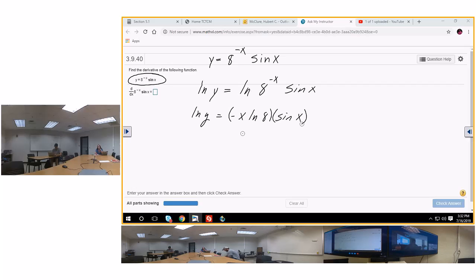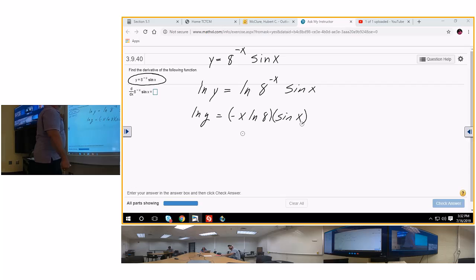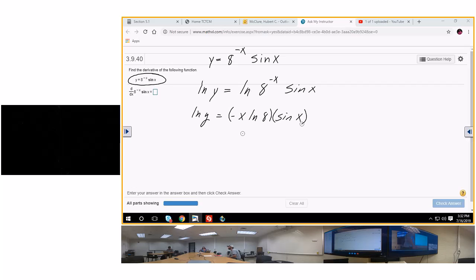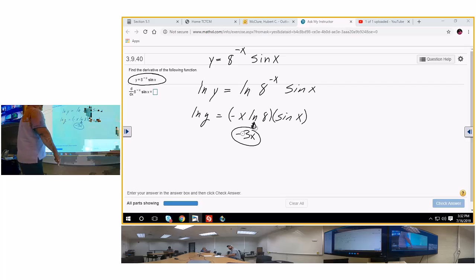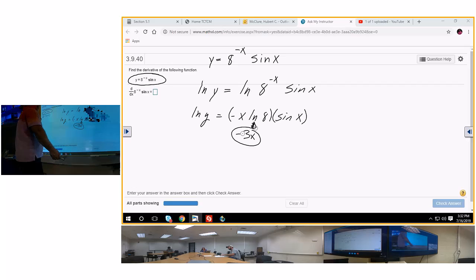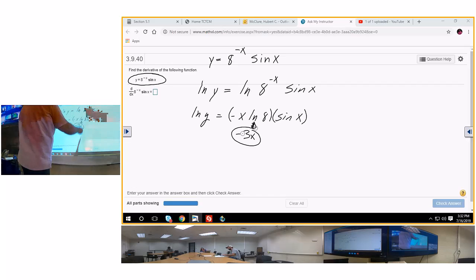Well, the natural log of 8 is a number, right? So that's kind of like 3x, right? Yes, Hubert. Is this the same as negative 3x? Are these two the same, not mathematically equal, but the same type? A number with an x? Yes. So you can take the derivative of that. The derivative of 3x is 3. So what is the derivative of negative x times the natural log of 8?